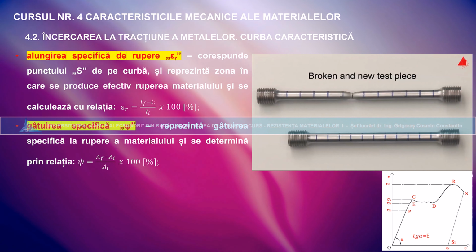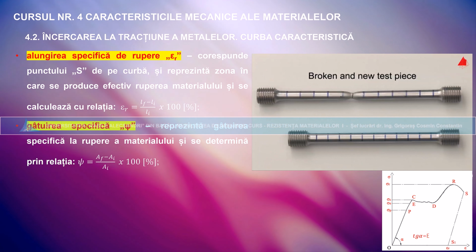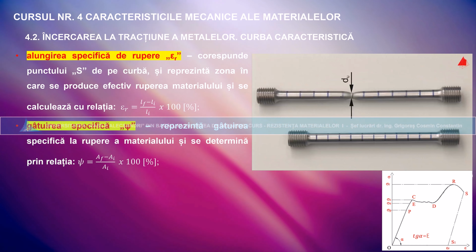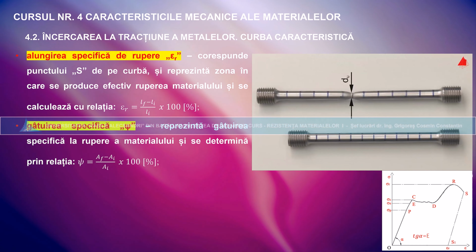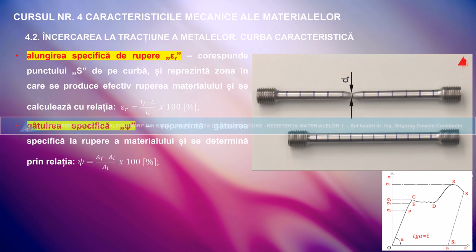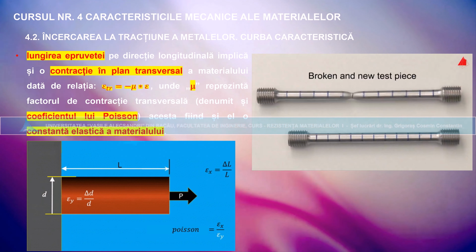Please note that the percentage elongation after fracture depends on the length to diameter ratio. By measuring the smallest diameter at the point of fracture, the percentage reduction of area can be calculated. It describes the reduction of cross-sectional area at the point of fracture in relation to the original cross-section.